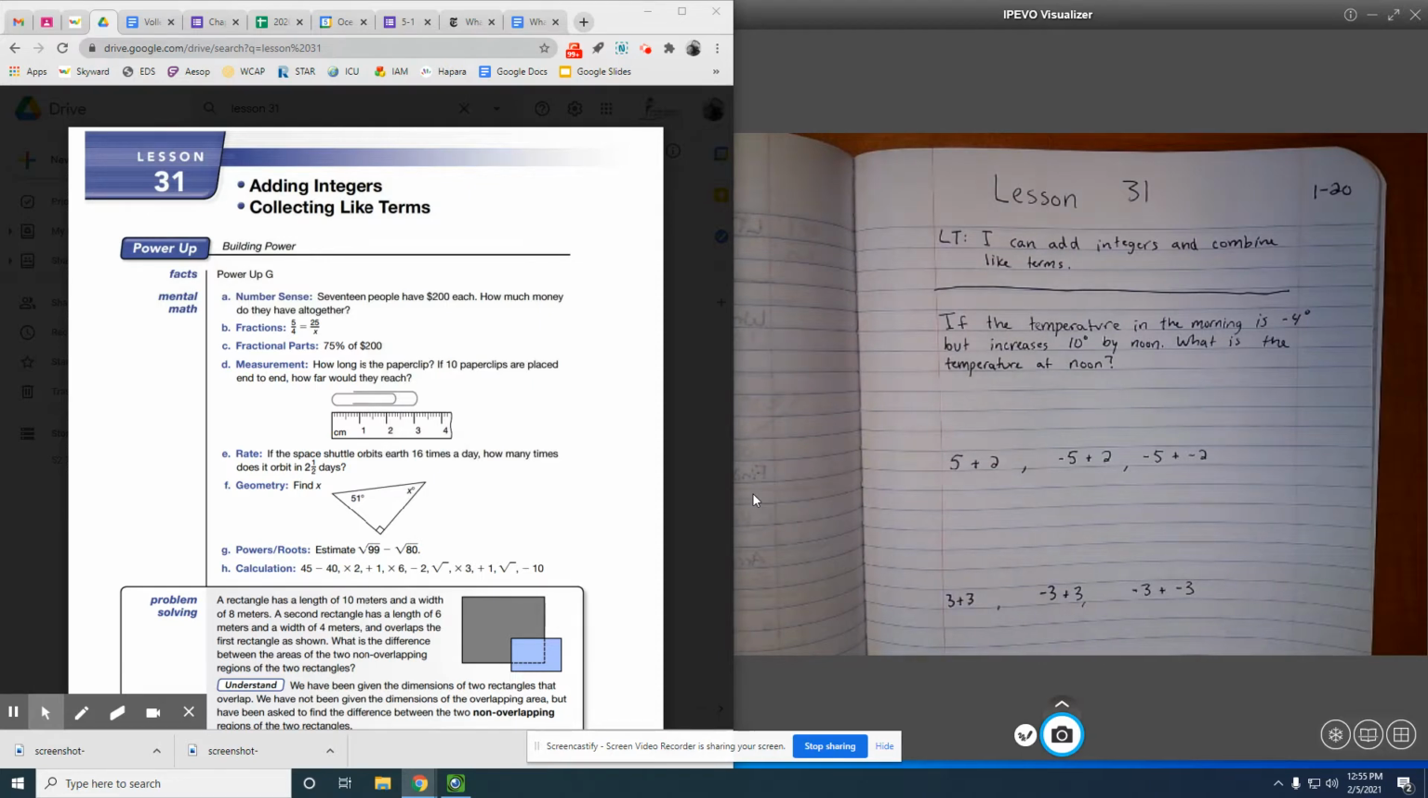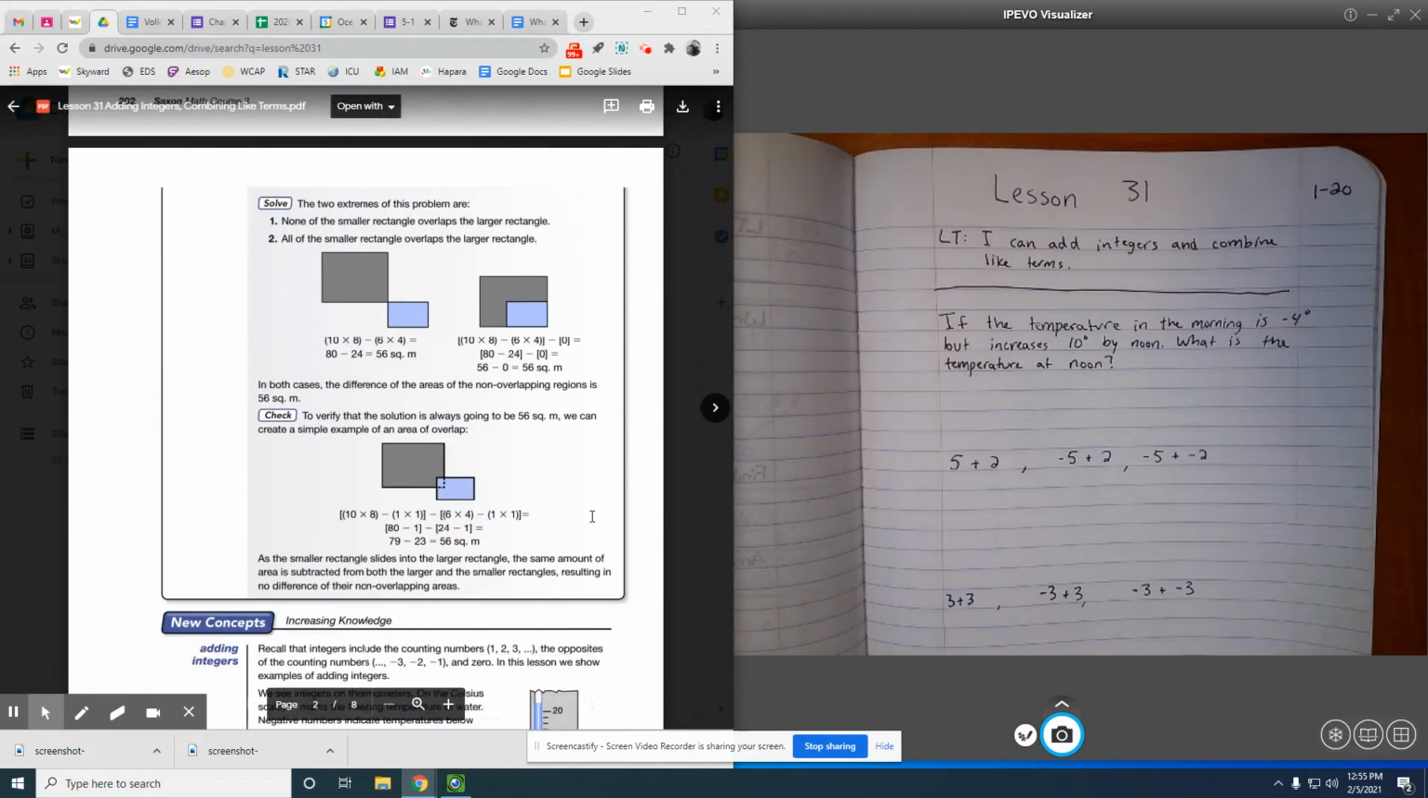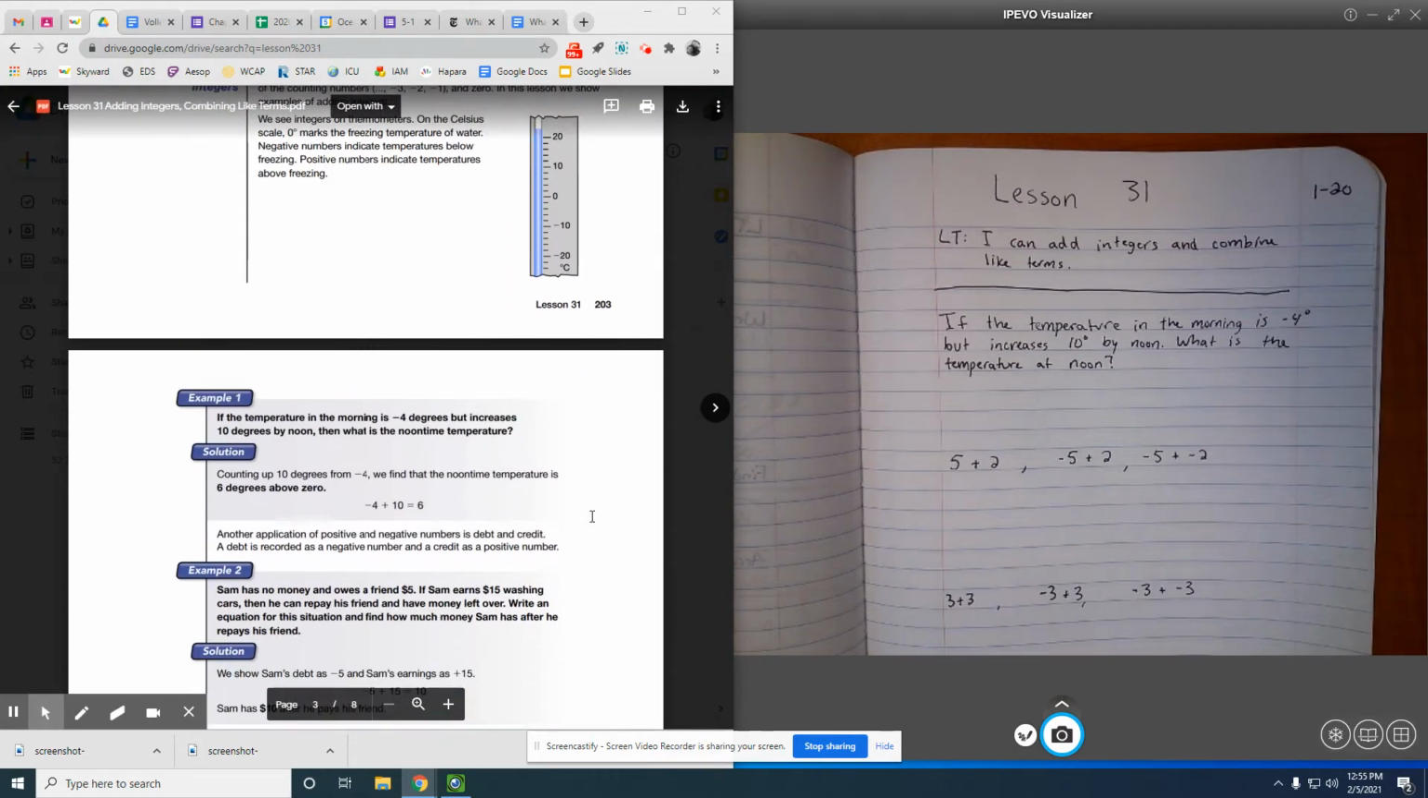Our learning target is I can add integers and combine like terms. Pretty simple lesson in my opinion, so stick with me. There's quite a bit to it, but nothing over the top.